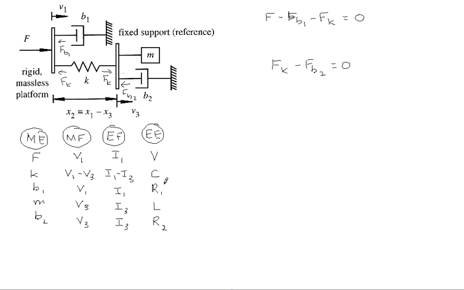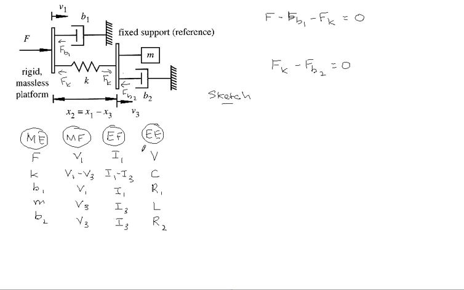Finally, we complete the table by looking at the electrical element, where a voltage source is equivalent to a force, a capacitor is equivalent to a spring, a resistor is associated with a damper, and finally an inductor is associated with mass. We next try to create a sketch of the analogous electrical circuit.